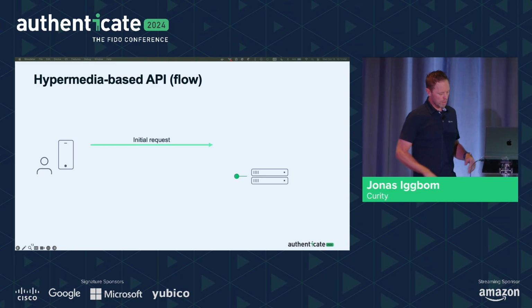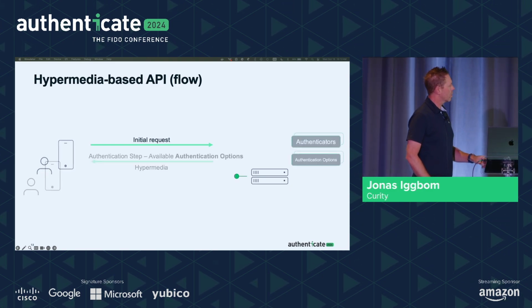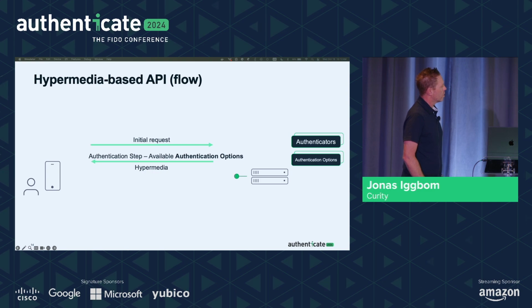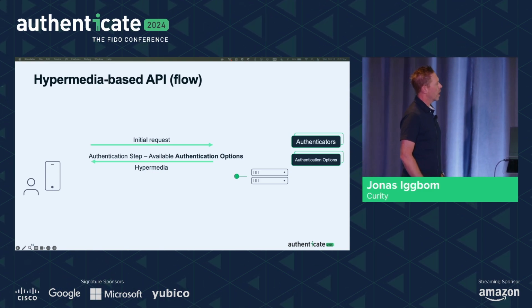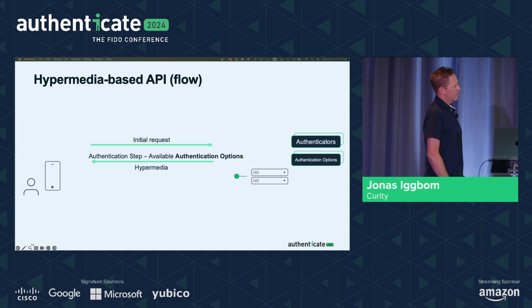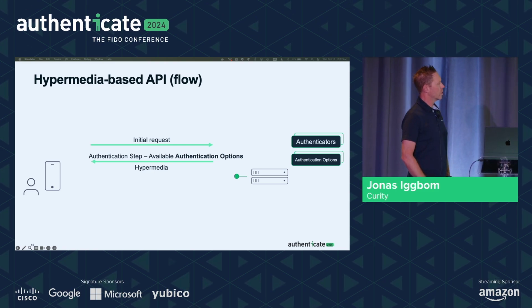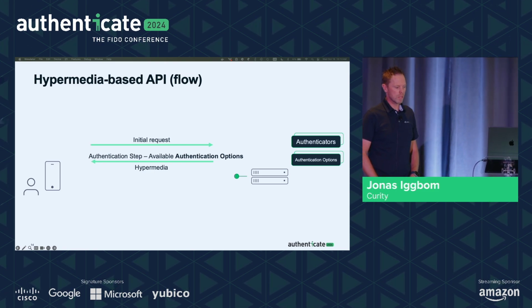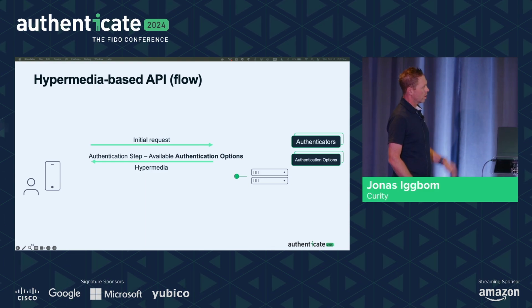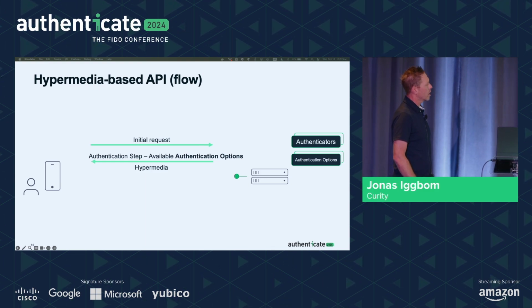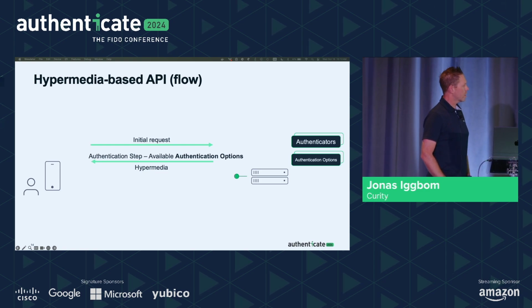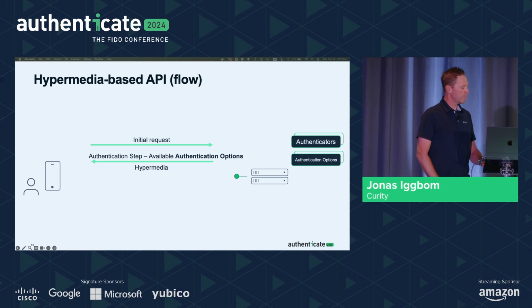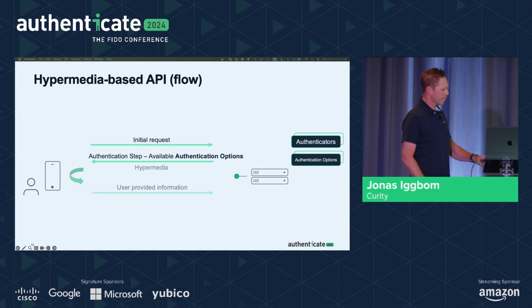If we look at it from a build-up of the flow here, it's an initial request that then receives a response from this Hypermedia API. And the response here can look different, right? It depends on how this OAuth client is configured on the authorization server side. But it could get several options of choosing authenticators and other things. This is the Hypermedia response back to the client.